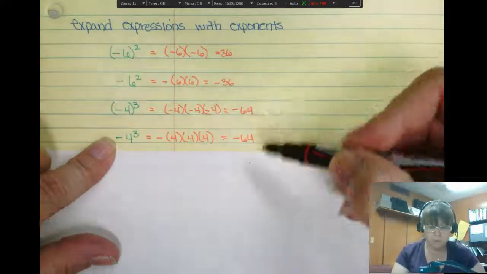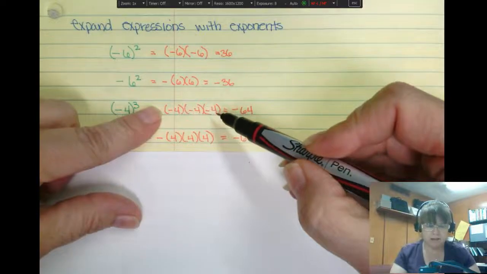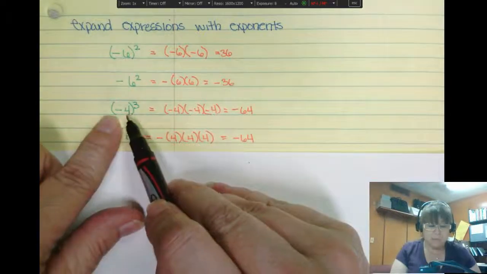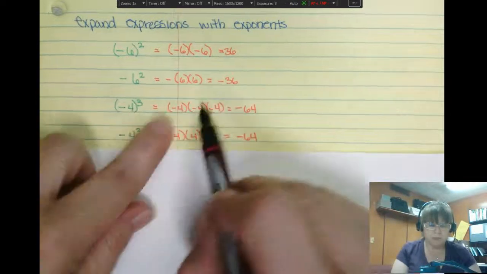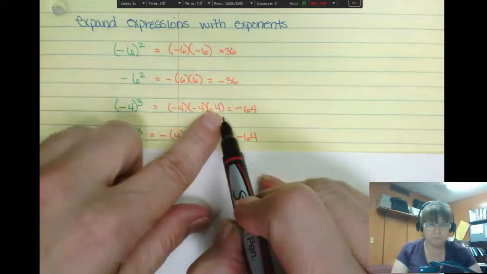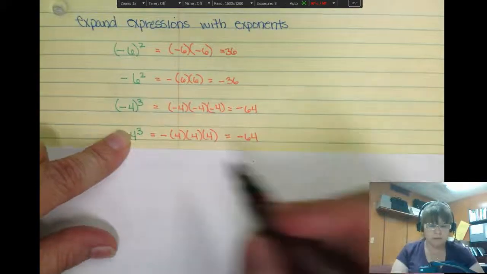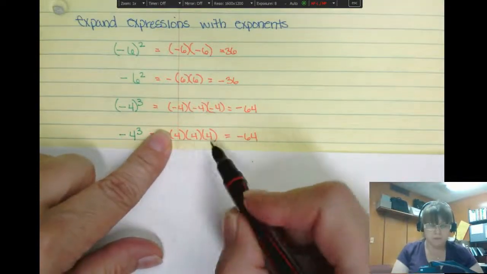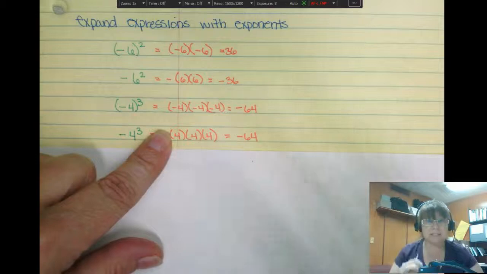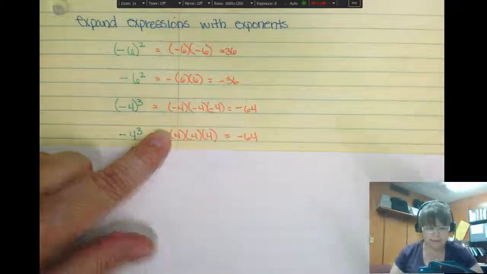Okay. Same result, but it is not the same math. When it is negative 4 cubed with parentheses, it is negative 4 times negative 4 times negative 4. If it is negative 4 cubed without parentheses, it is negative 4 times 4 times 4. It's very subtle, but it is different, even though our result was the same.